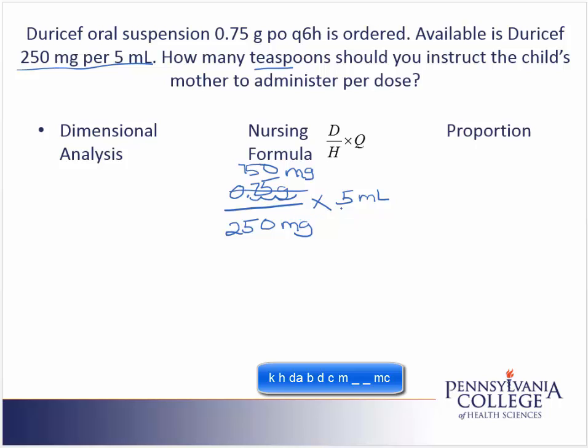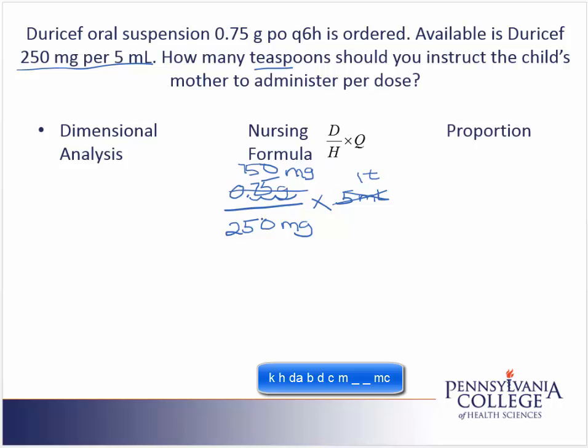So that part is ready to do the math. However, I'm not supposed to give an answer in milliliters. I'm supposed to give an answer in teaspoons. So I need to convert the 5 milliliters into teaspoons. Thankfully, this is an easy conversion because I have memorized that 5 milliliters is exactly the same as 1 teaspoon. So I'll replace the 5 milliliters with an equivalent amount of 1 teaspoon.